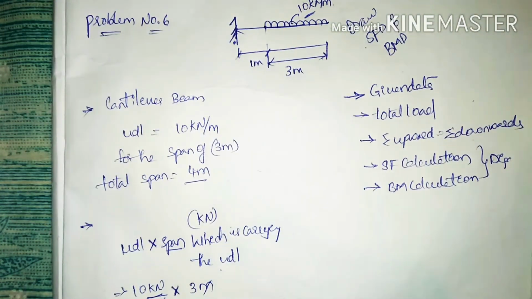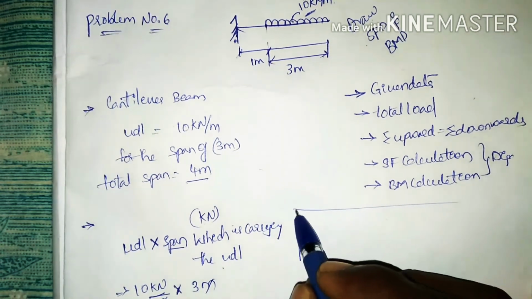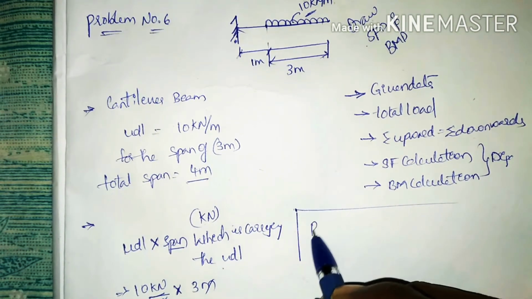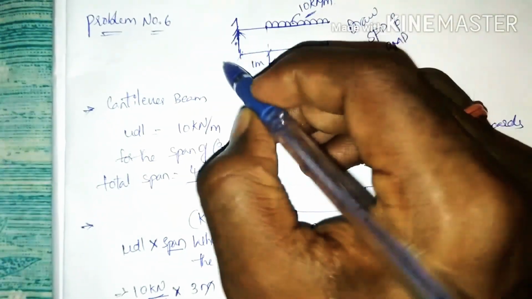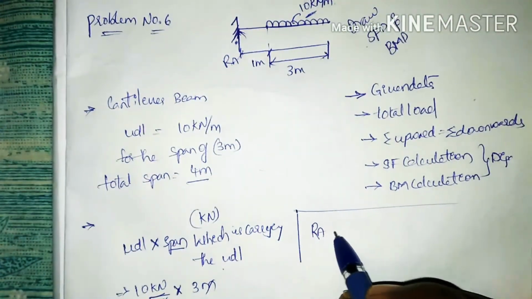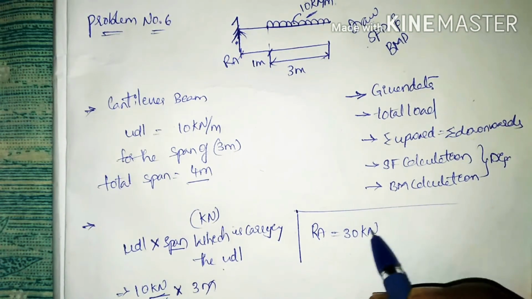Next, equating upward reactions to downward reactions. Here we have only one upward reaction, that is RA, at the fixed support. RA is equal to the total load on the beam, which is 30 kilonewtons.